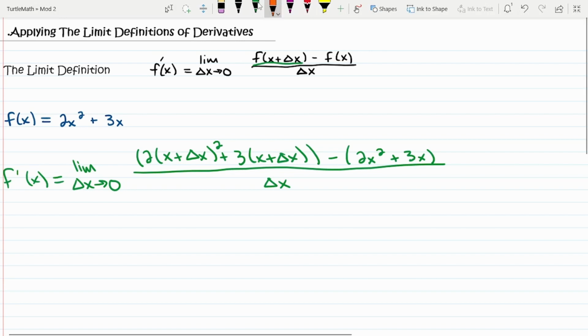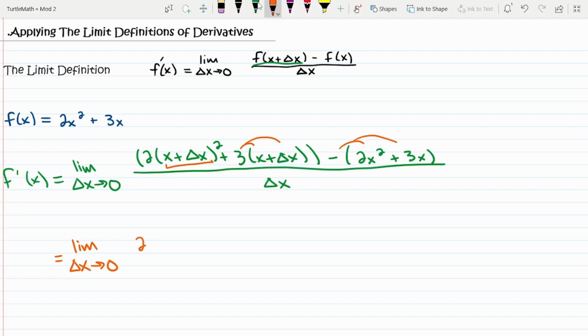So let's start by distributing everything. So we want to FOIL out our x plus delta x, and then we'll distribute that 2 in, and we want to distribute our 3 and our negative. Let's go ahead and do that. The limit as delta x approaches 0, remember to always rewrite that until the very end when we plug in our value. So we'll start by FOILing out x plus delta x.